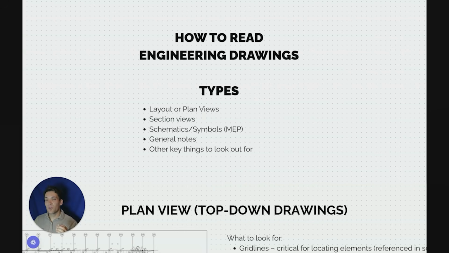Okay, so first up, what are the different types of drawings we need to understand? Well, there's layout or plan views, section views, schematics or symbols if we're dealing with mech, elect, and plumbing drawings, general notes which apply to all design packages, and I want to finish off with talking about some other things to consider when you're looking at drawings.